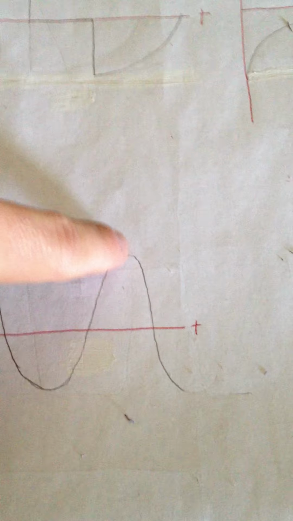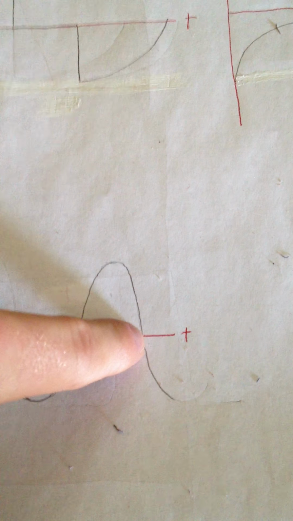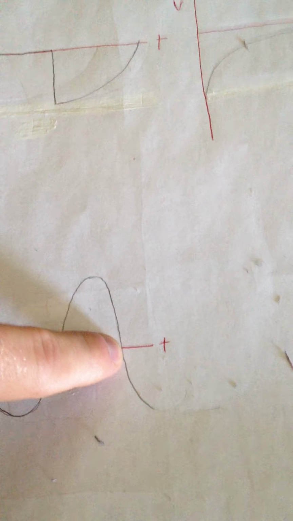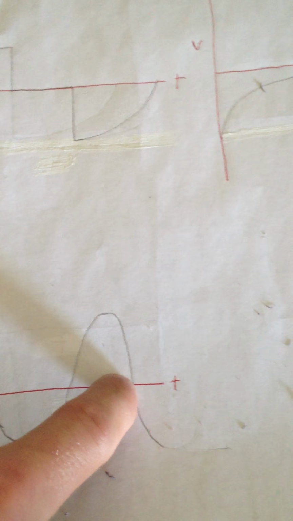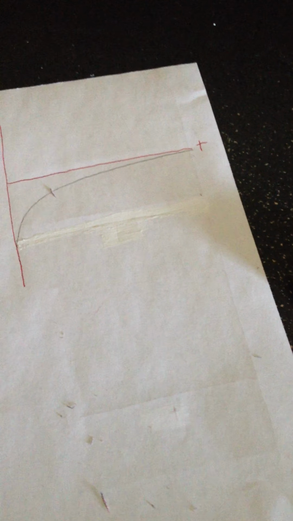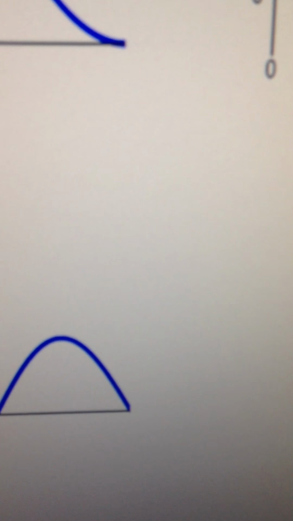So starting right here you can see the velocity starts to slow down, and it crosses into a negative velocity. So this point right here on the graph corresponds with this point right here, where it starts to become negative. The slope becomes negative.